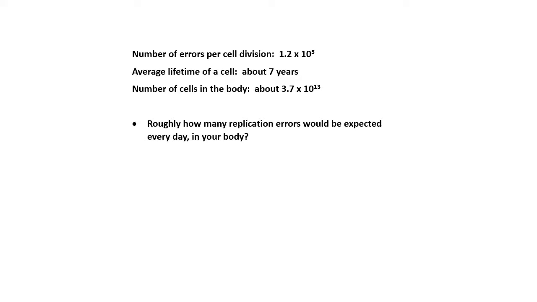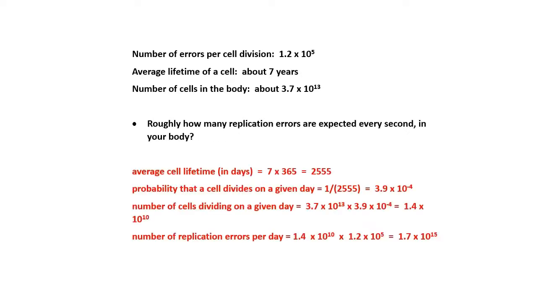And the total number of cells in the body is about 37 trillion, so 3.7 times 10 to the 13. Taking those 3 numbers, see if you can estimate how many errors you would expect to be made in your body every single day. Again, pause the video, see if you can calculate it and see how your number compares with what I got. Okay, so first of all, we can convert that average cell lifetime from years into days, and just by multiplying by 365 we get 2,500 and odd days.